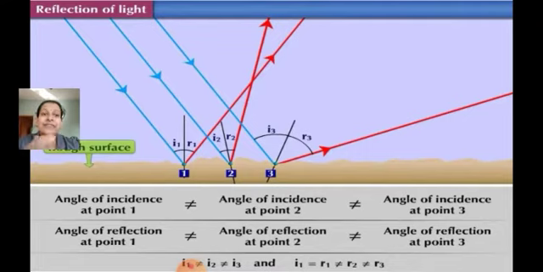But I1 is equal to R1. That means at a particular point, whatever is the angle of incidence, the angle of reflection will be the same. So the law of reflection is followed at a particular point, but not at all the points. Therefore I1 is equal to R1. But is R1 equal to R2? No. R1 is not equal to R2, and R2 is also not equal to R3. But at a particular point, the angle of incidence is equal to the angle of reflection.